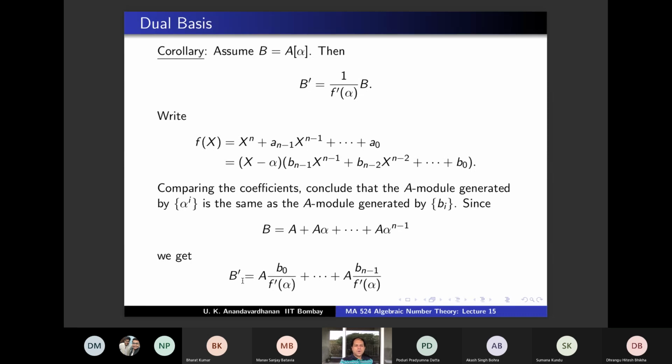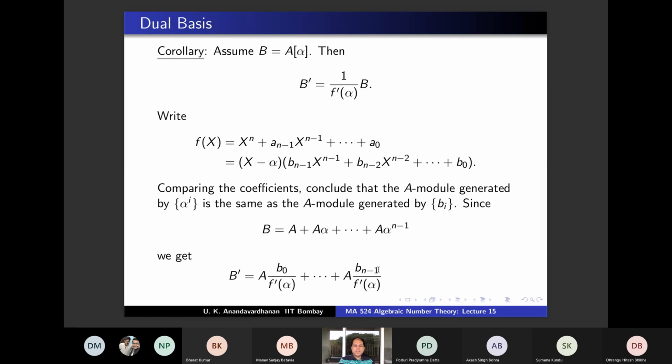Okay, but what is B prime? We know that a lattice, its dual is also a lattice, and it is given by the dual basis. And we know that the dual basis of alpha power i is b_j by f prime alpha. So the dual basis is these things. So B prime equals A times this plus A times this, because this is the dual basis and it's a corollary to that. But we just saw that the module generated by alpha power i and the module generated by b_i are the same.